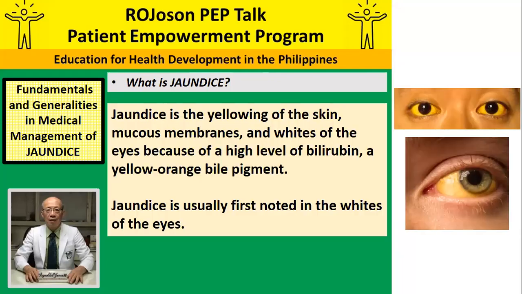Jaundice is the yellowing of the skin and the mucous membranes. When you say mucous membranes, these are the ones lining your mouth, the pink part, and the whites of the eyes. So there's yellowing of these three parts because of a high level of a substance called bilirubin, which is a yellow-orange bile pigment. That's why it gives a yellow color. Among the three parts, jaundice is usually first noted in the whites of the eyes. Later on, you can also have yellowing of the skin and of the mucous membranes. So the easiest to spot would be the one in the eye.